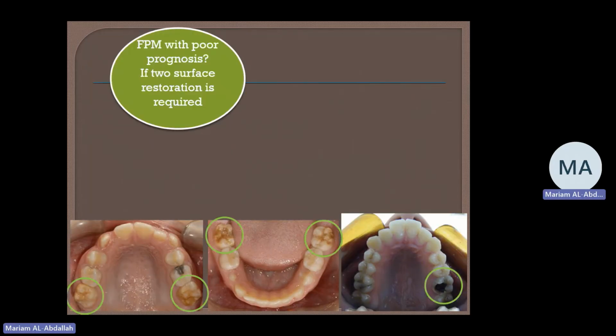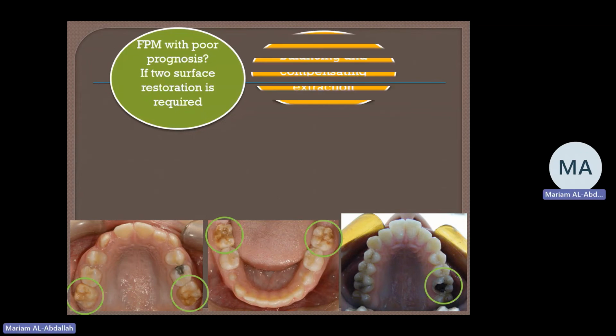Right. It's important to know what we mean by poor prognosis. A first molar of poor prognosis means a molar with severe hypoplasia, as you can see, like in cases of MIH, or cases with caries that actually affects two surfaces or more. Okay, caries or restorations that involve two surfaces or more.